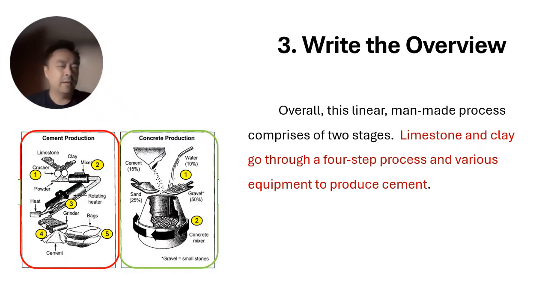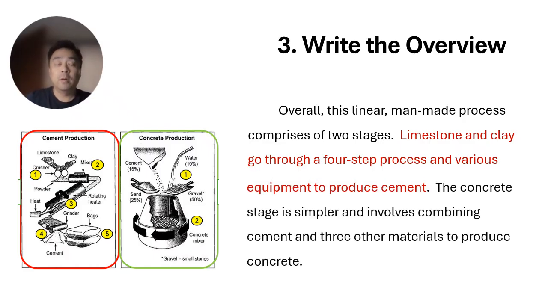Now, once we've done the introduction, we can move on to the overview. Now here, I start off by talking about the broad picture. It is a linear and a man-made process, and there are 2 stages, cement production, concrete production. Now, I can just simply start by describing the cement production stage with the text in red. Then I go on to the next sentence. I go on to summarize the second stage, and I mention the output. So the first one, the output was cement, and the second one, the output is concrete.